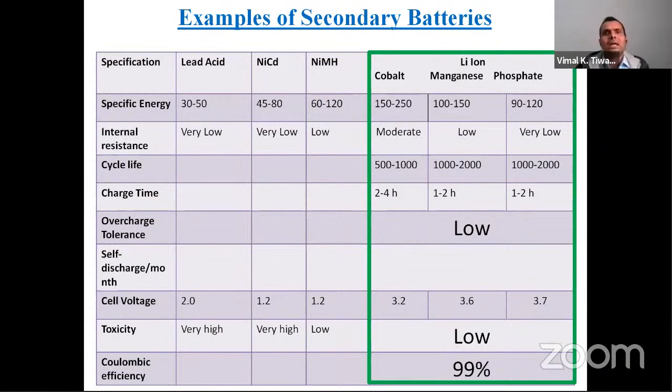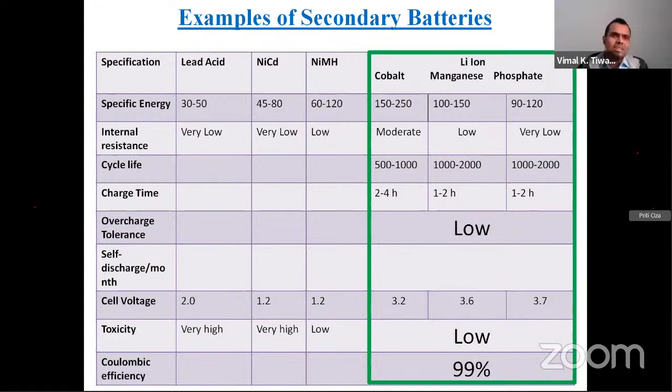So there are a few examples of secondary batteries and their comparison. So here is lead acid battery, nickel cadmium, nickel metal hydride, and the lithium ion batteries. So specific capacity, internal resistance, cell voltage, toxicity, it is compared here. And we see that for the lead acid battery, the specific capacity is 30 to 50 milliampere hour per gram. But for the lithium, it is from 150 to 200 or 250 milliampere hour per gram. So for the lithium ion battery, the specific capacity is very high compared to lead acid battery.